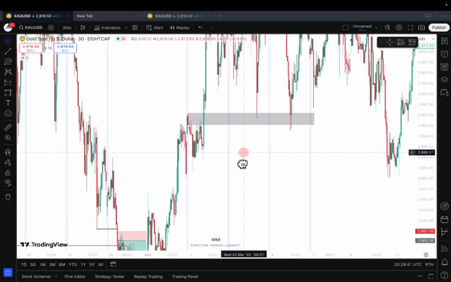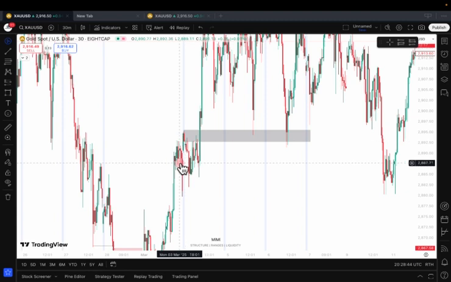So somebody might say yes, that this was a breaker block, fine, that's their own business. But the reason price came back here was for this FVG. But on some pairs, you can trade breaker block, you don't need FVG.